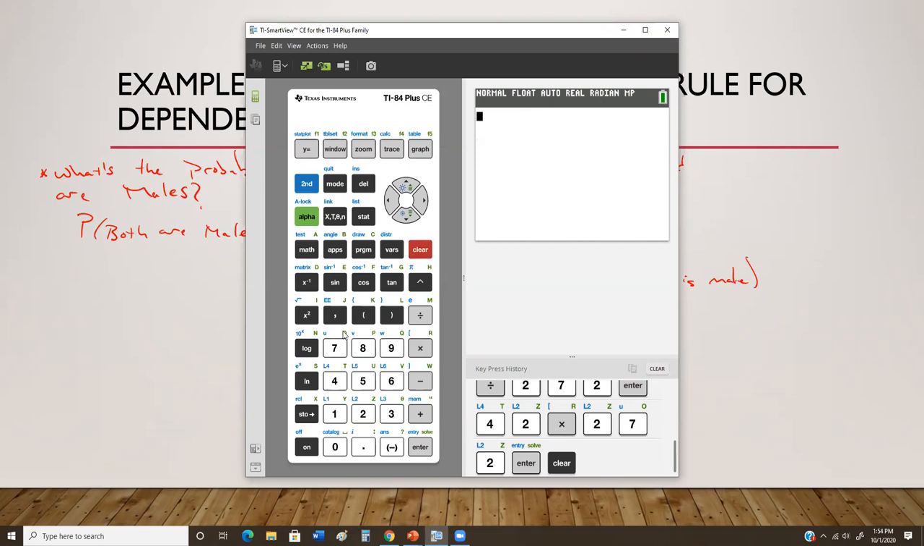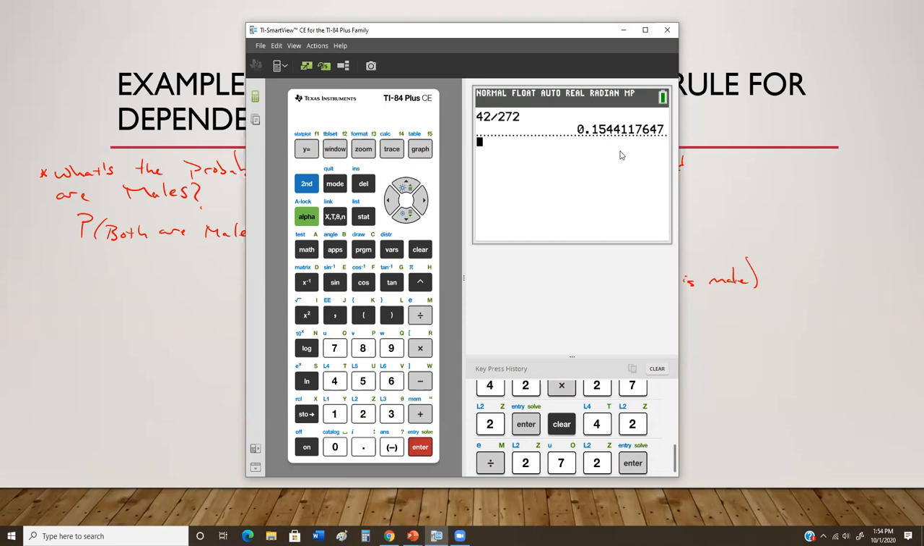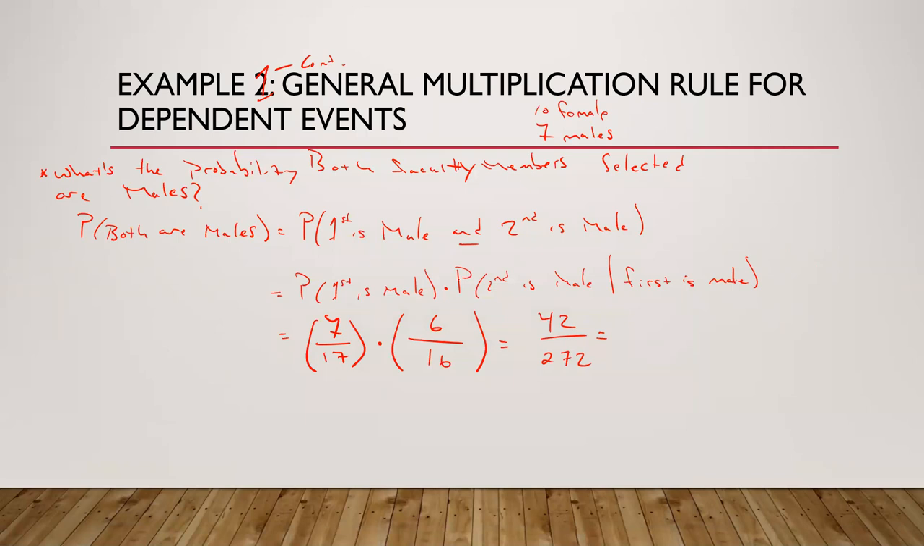I did multiply. It's a 15% chance there, so pretty low odds. Right, not too bad.